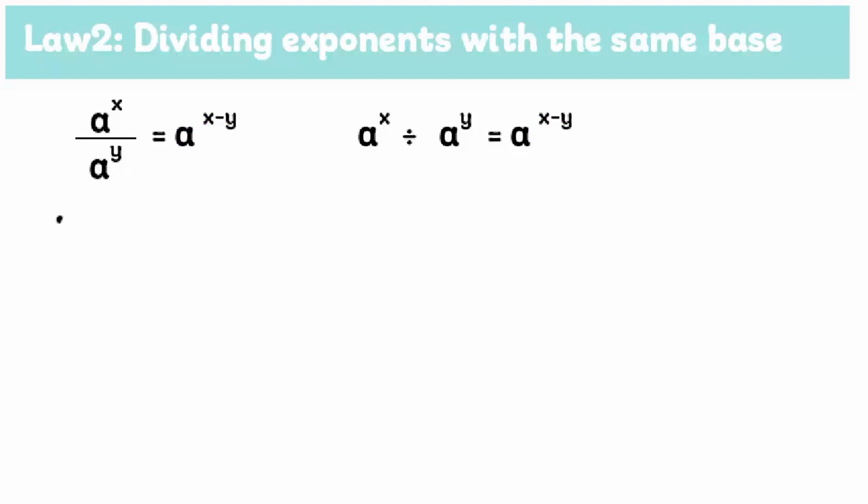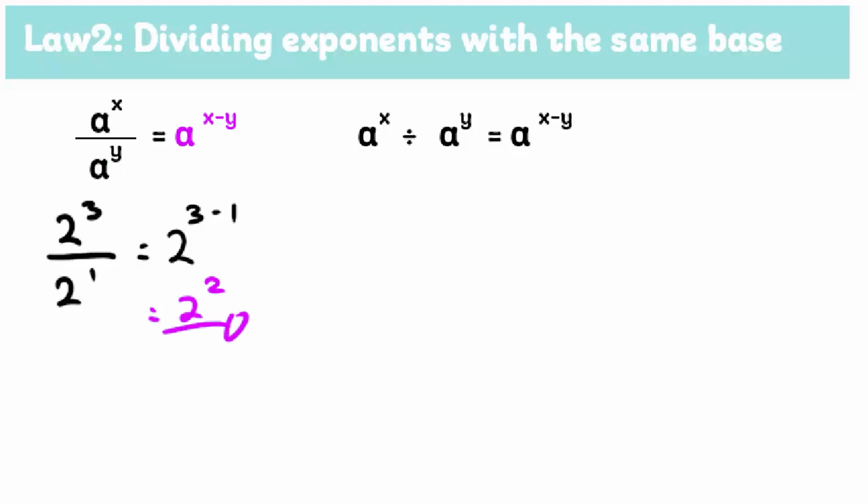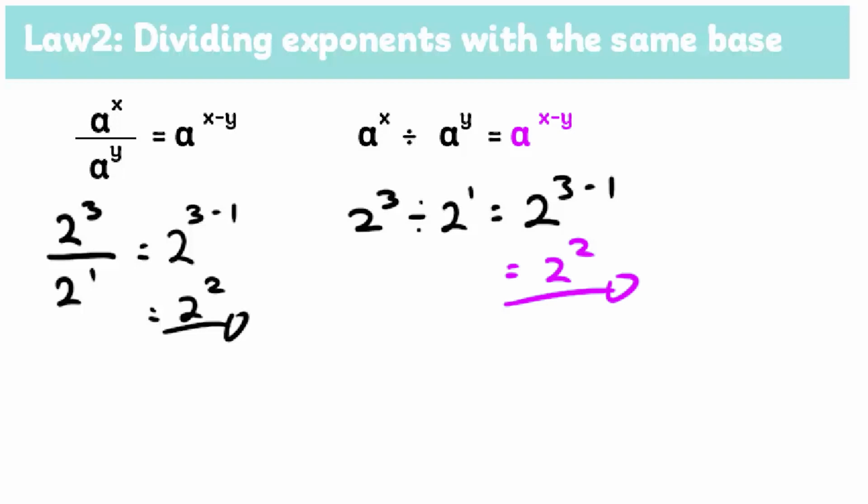Let's use an example. If we have 2 to the power 3 over 2 to the power of 1, first of all, are the bases the same? Yes, they are. Then what we do is we subtract one exponential, which is x, from y. So what we're left with is a positive 2 to the power of 2. It's exactly the same on the right-hand side, except it's just written out a little bit different. So it's 2 to the power 3 divided by 2 to the power of 1. Base is 2, 3 minus 1. And what do you get? 2 to the power of 2.